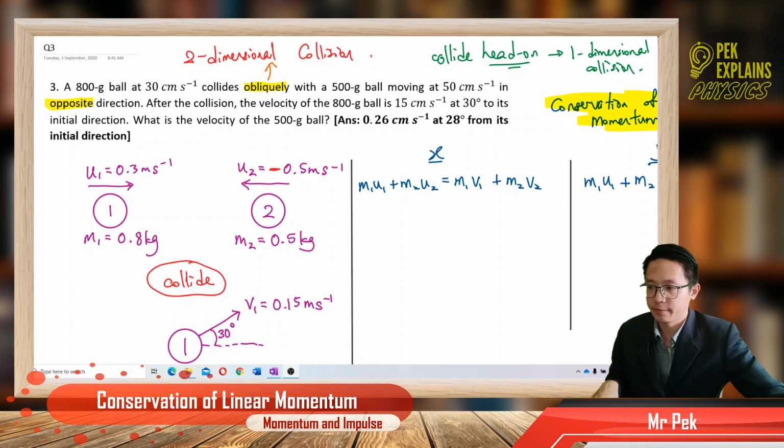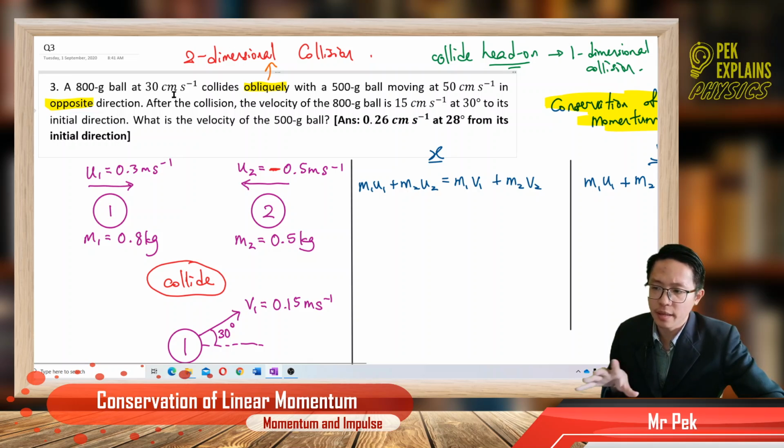Here's the question. An 800-gram ball at 30 cm per second collides obliquely with a 500-gram ball moving at 50 cm per second in the opposite direction. After the collision, the velocity of the 800-gram ball is 15 cm per second at 30 degrees to its initial direction. What is the velocity of the 500-gram ball?